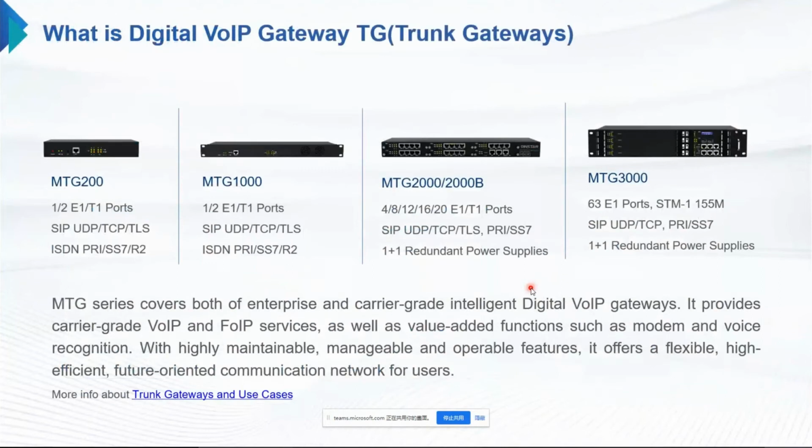Here we list the different TG, or trunk gateways. We have solutions covering everything from the enterprise to the carrier network. We not only provide 1 E1 or 2 E1, we provide the largest one, 63 E1 ports already. We not only provide PRI, we also provide SS7 and R2. If you need HA, we support HA and dual power supply already.